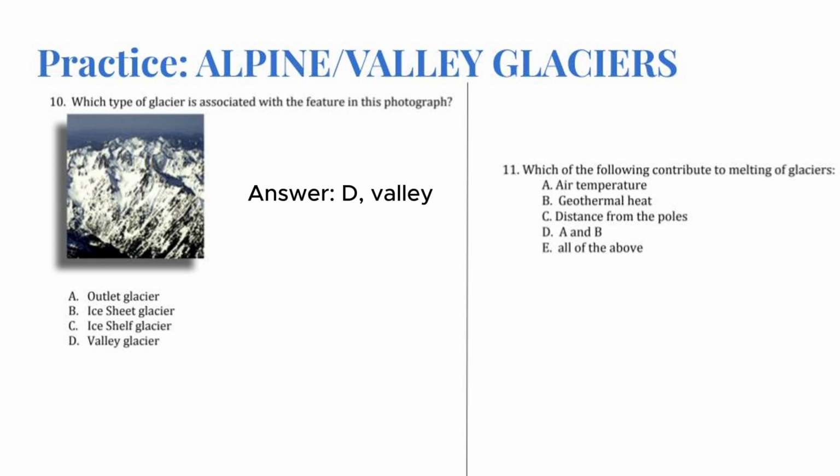Which of the following contributes to melting of glaciers? This is a review question. Air temperatures, definitely, because the warmer the temperature, the faster it melts. B, geothermal heat, is also true. C is also true because obviously glaciers would probably melt slower at the pole areas compared to the equator, if glaciers exist there. So the answer is E, all of the above.